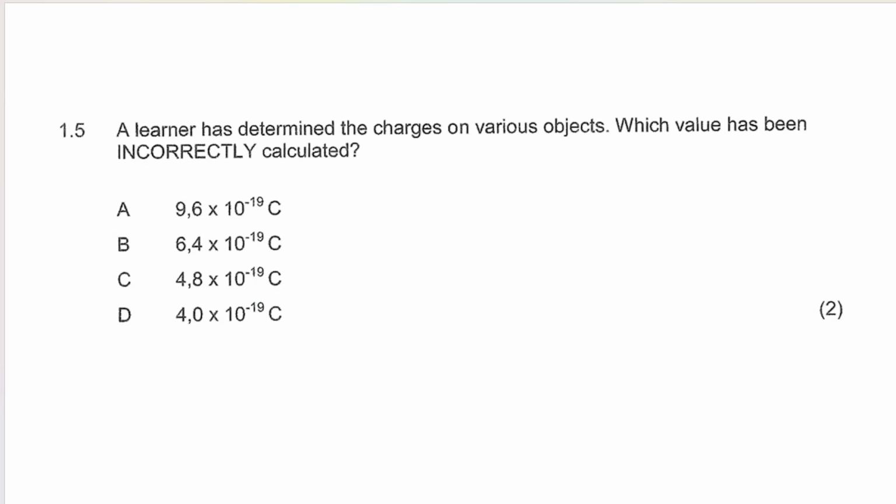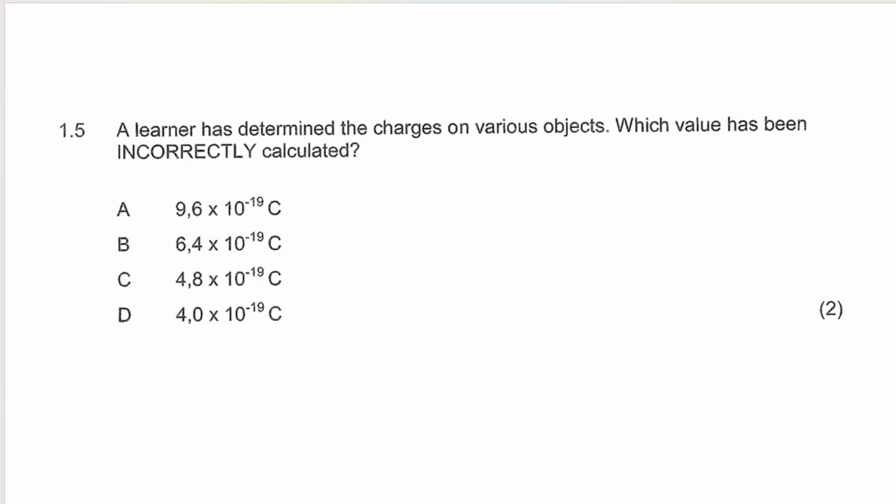1.5. This one is quite challenging. So it says a learner has determined the charges on various objects. Which value has been incorrectly calculated? Now, if you don't know your work and if you don't understand the formulas and the principles, this question is going to seem very random. Like, how are we supposed to know which one is incorrectly calculated? But this is based on the principle of charge quantization, which is one of the principles that you need to know in electrostatics. I do have videos on that.